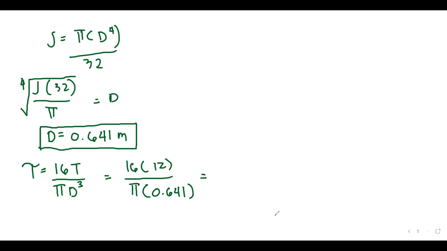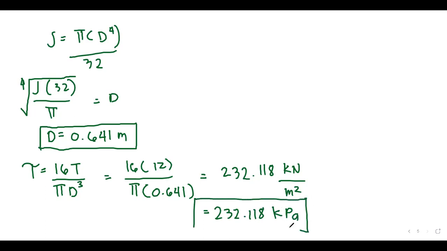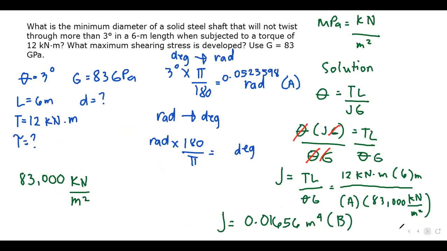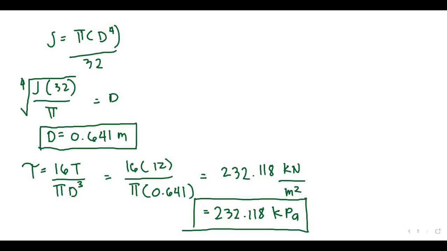Okay? So we have here shear stress is equal to 232.118 kilonewton per meter squared, or 232.118 kilopascal. Okay? So ayan na yung sagot natin dito. So we have here the diameter and of course the shearing stress. Okay? So nakuha natin siya, parehas na. So proceed na tayo sa last problem for this session.